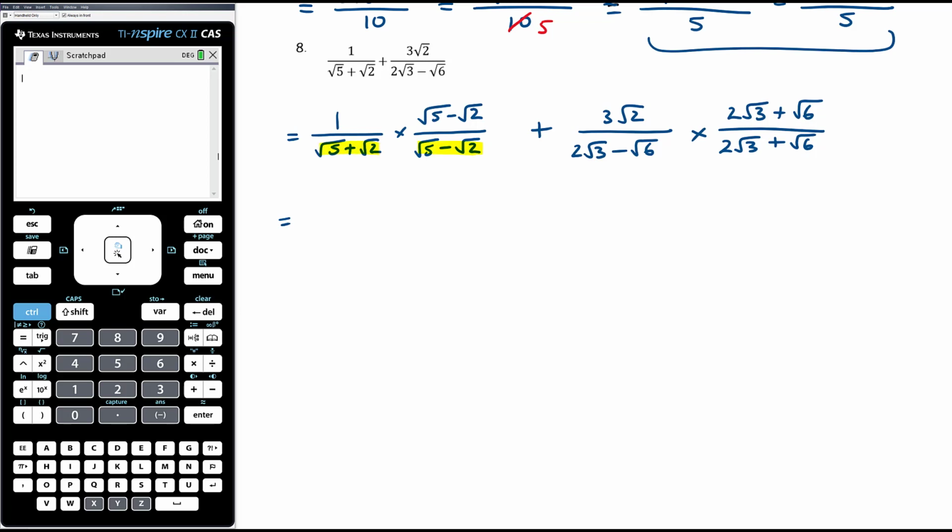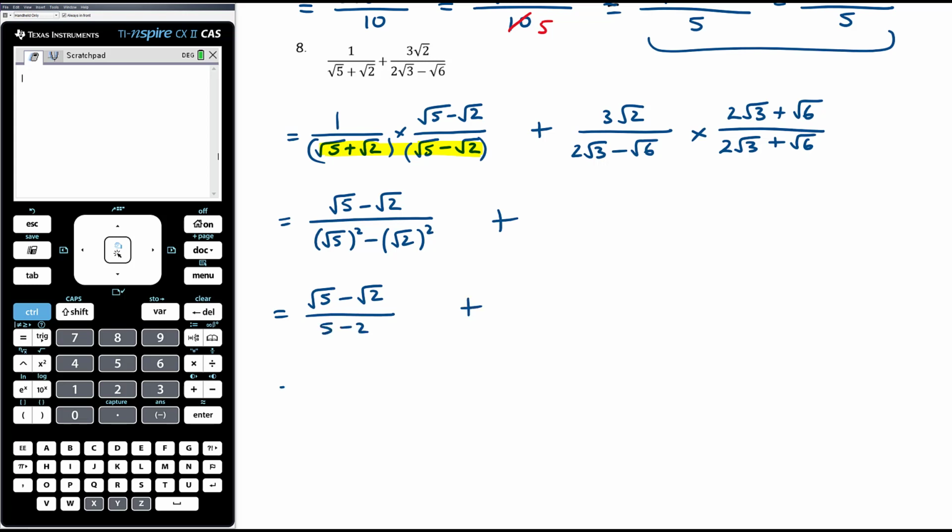here, so we've created that difference of two squares along the denominator there. The numerator is just one lot of root 5 minus root 2, so that's just root 5 minus root 2. And the denominator, that difference of 2 squares, it's root 5 squared minus root 2 squared. Okay, we'll come back to the second fraction in a minute. So we've got root 5 minus root 2 on the numerator. This is 5 minus 2 on the denominator. So it's root 5 minus root 2 over 3.